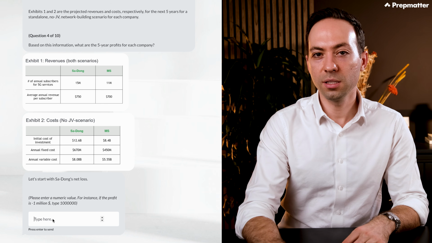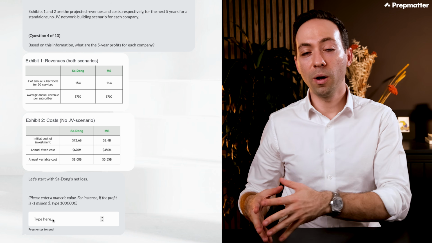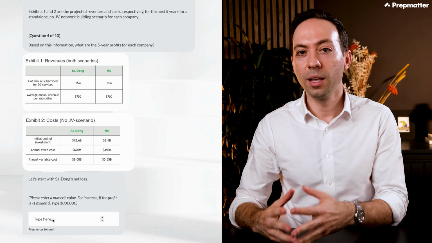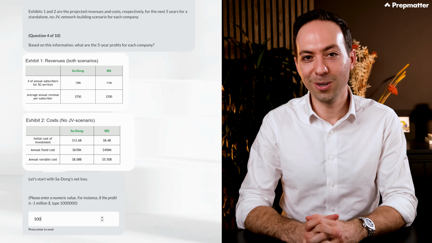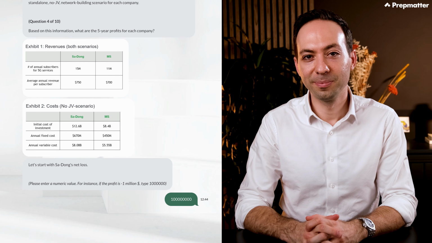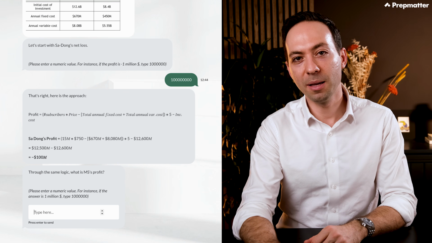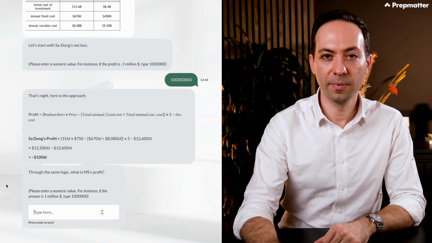Reading the instructions, if the profit is minus $1 million, we need to type the value without the negative sign. So let's type 100 and add 6 zeros. Perfect. We got it right. Let's follow the same steps and calculate MS's profits.